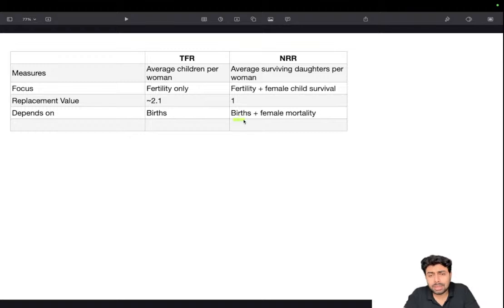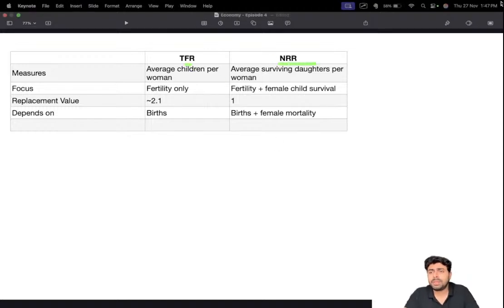So it depends on birth rate and female mortality. This is why sex ratio becomes important, and female infanticide, things like that are taken into account, because this is a more holistic way of calculating the population growth, the net replacement rate. But currently we are using TFR, and you will know that TFR of Kerala and southern states is generally much lower compared to the northern states, and it is also an indicator of social development and population control. So just have an idea about TFR and net replacement rate. That's all.